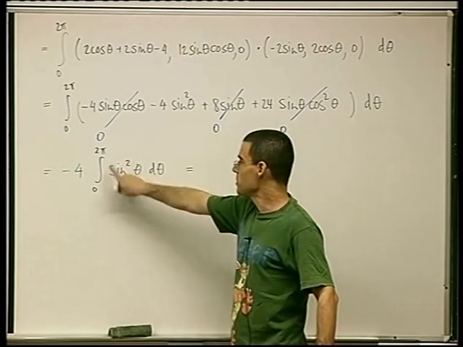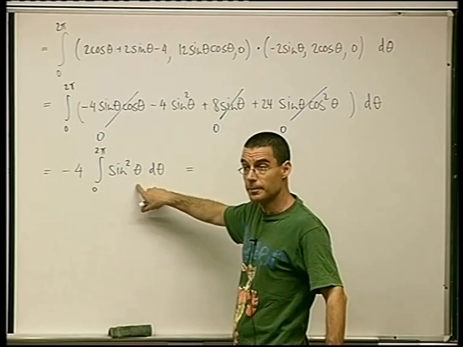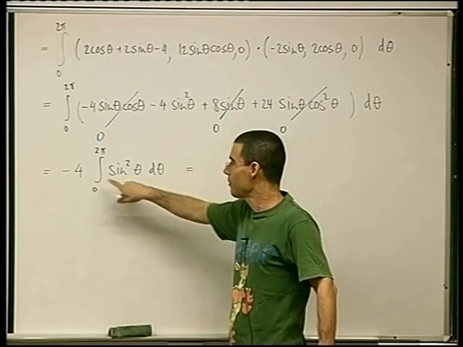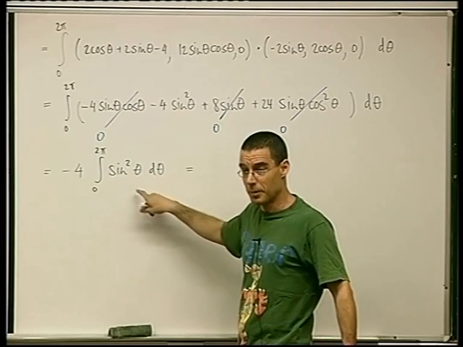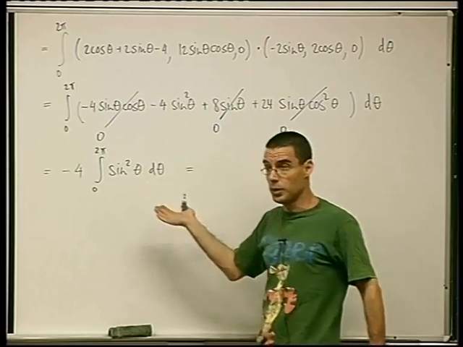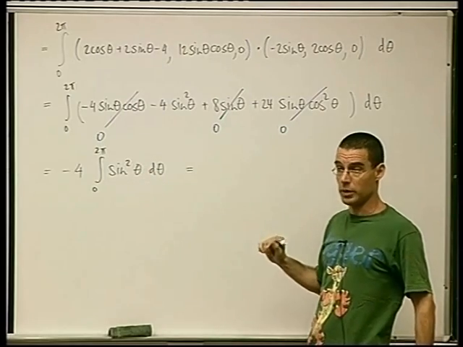What's the integral from 0 to 2 pi of sine squared of theta? Pi. It's going to be pi, right? Because the answer is going to be minus 4 pi. But why is that true? So this is, again, a standard calc 1 integral. You need to use the formula for sine squared.